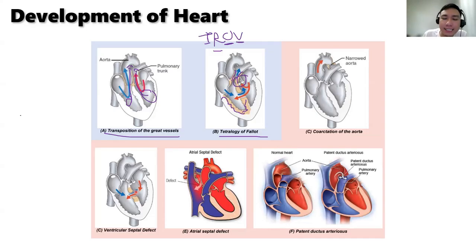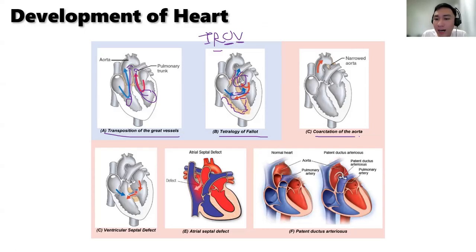is ventricular septal defect. So, di ba sabi natin kanina that interventricular septum forms between the two ventricles. So, kapag hindi nag-properly form yung muscular and the membranous interventricular septum, then you will have an opening here, the defect, the ventricular septal defect.